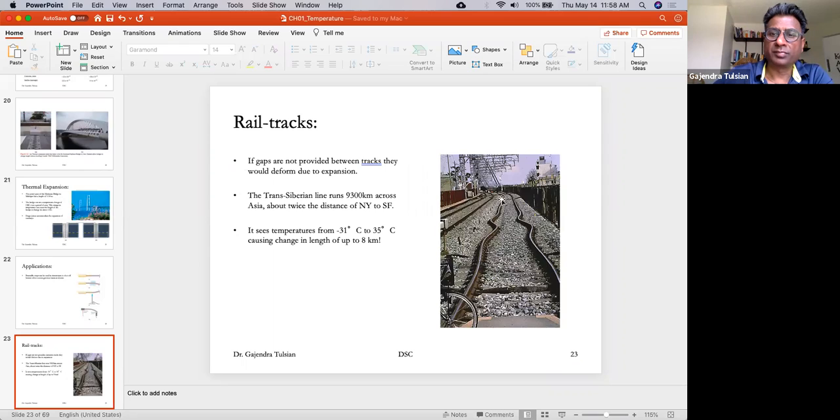So between rail tracks, there are thermal expansion gaps, and you see this is the result when not enough of a thermal expansion gap was provided. The track buckled, and of course the train wouldn't want to go on that.